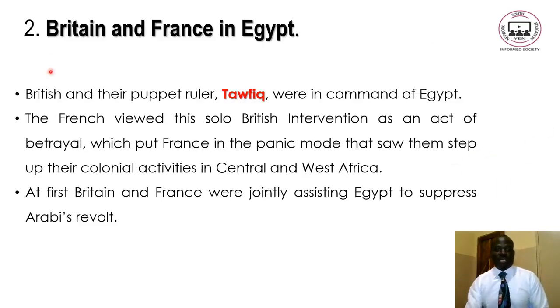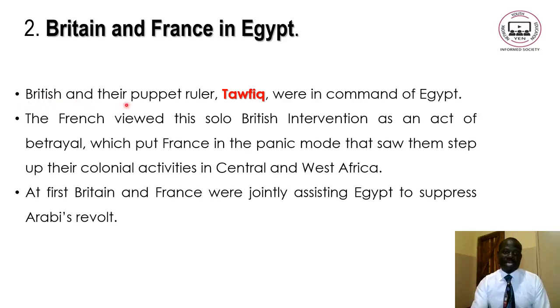So let us look at this one now, Britain and France. Mind you, we are looking at the factors that led to the Berlin Conference. So issues, number one, were the issues of Congo. Number two, we talk of Britain and France in Egypt.